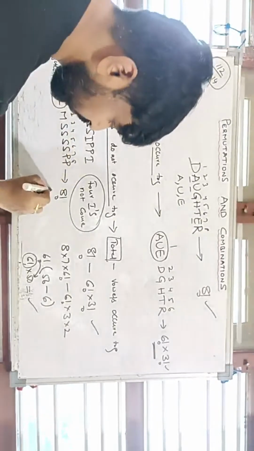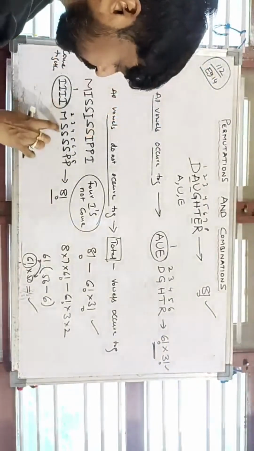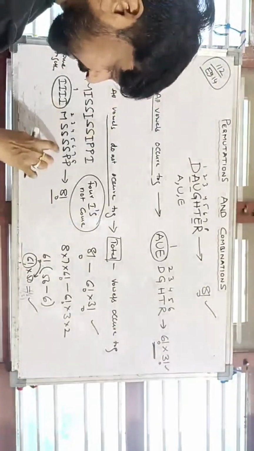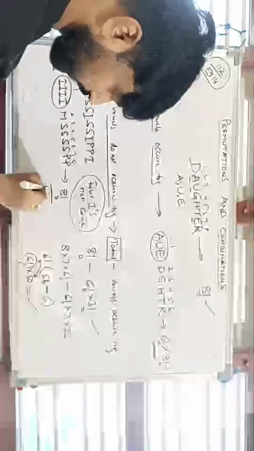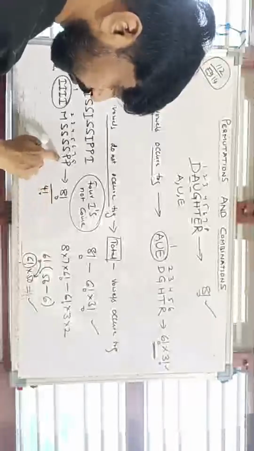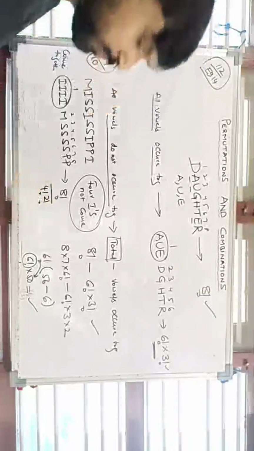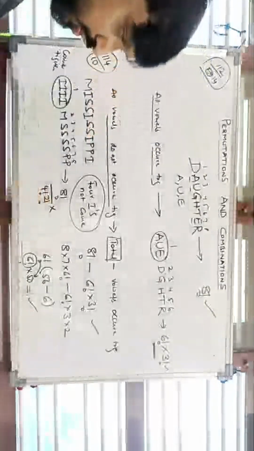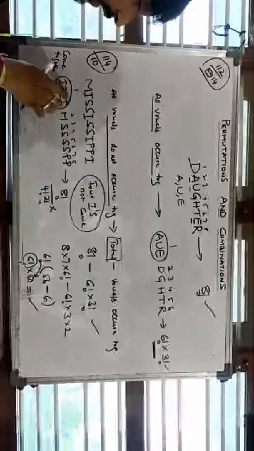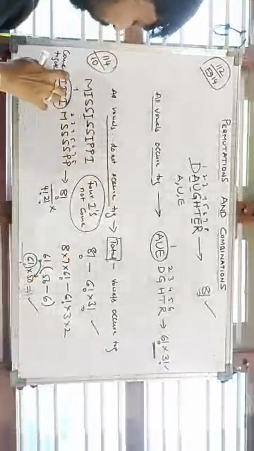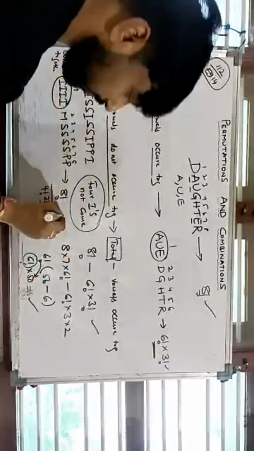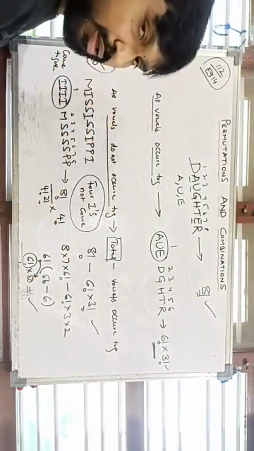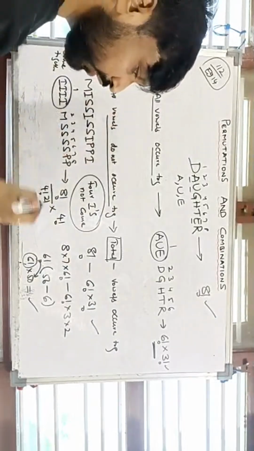Very, very important: you need to cross-check repetitions here. How many S are there? 4, so 4 factorial. And how many P's are there? 2 P's, so divided by 2 factorial. Now this one unit contains how many letters? 1, 2, 3, 4. There are 4 letters. And what do you do in the denominator?